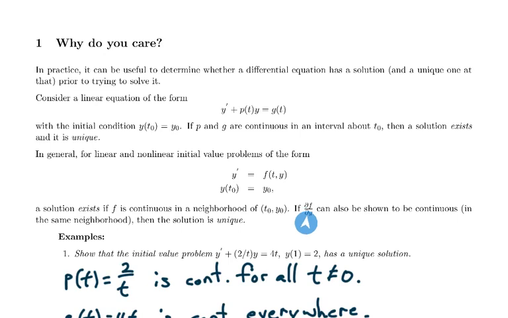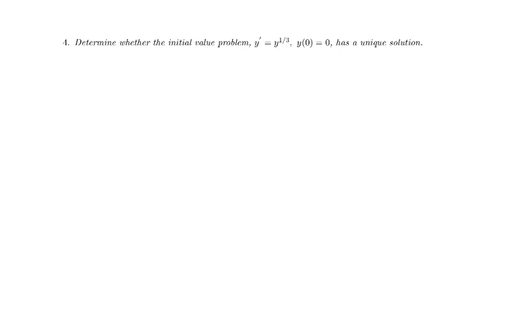So if you had x times y and you were taking the partial derivative with respect to y, it would just be x, because the derivative of y is 1 and x is like a constant in that case. So we want to look at the partial derivative of f with respect to y, and if that is continuous on the same neighborhood that contains this initial point, then we know that the solution not only exists, but it's also unique. That's what we're going to do for problem 3 here.